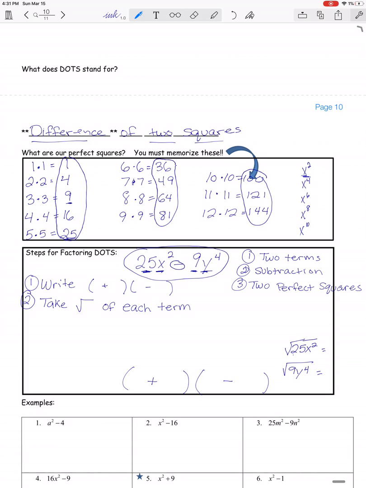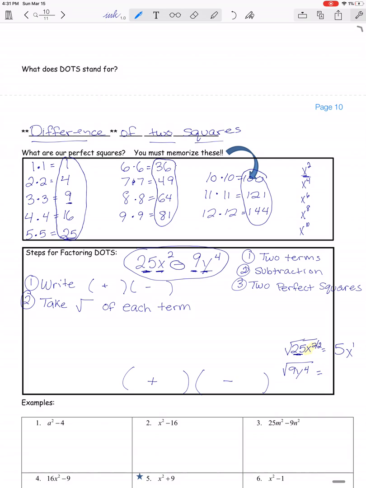Okay, so if we go to our calculator and we type in the square root of 25, don't type in the x, just type in the 25, we end up with 5. Now, in order to take the square root of the x squared, all we do is we divide the exponent by 2. So I have 2 divided by 2 is just 1. So it's x to the first power.